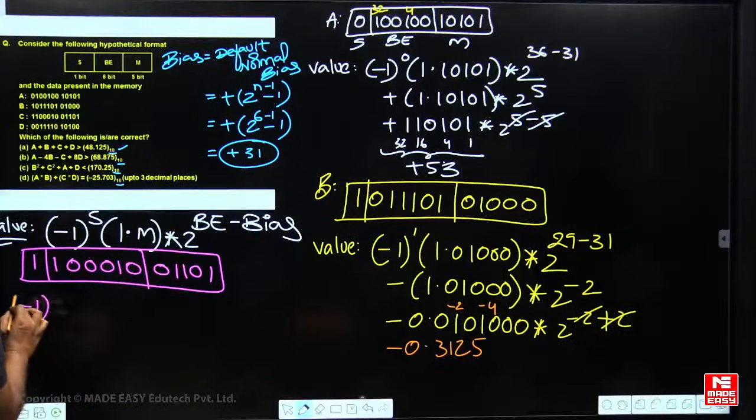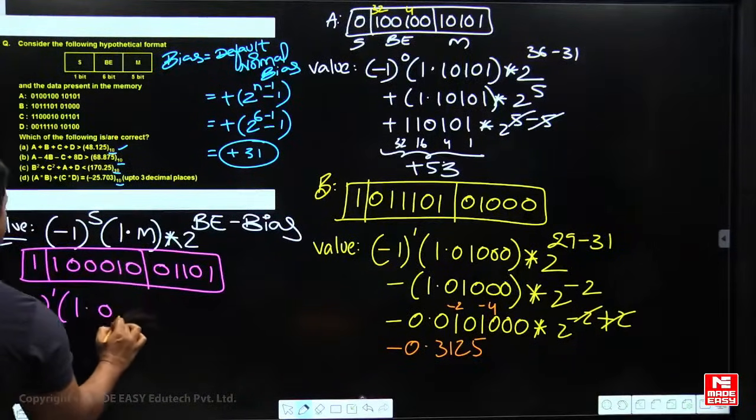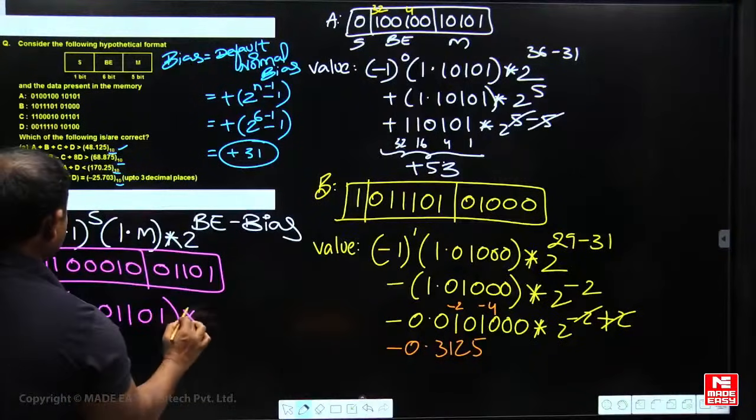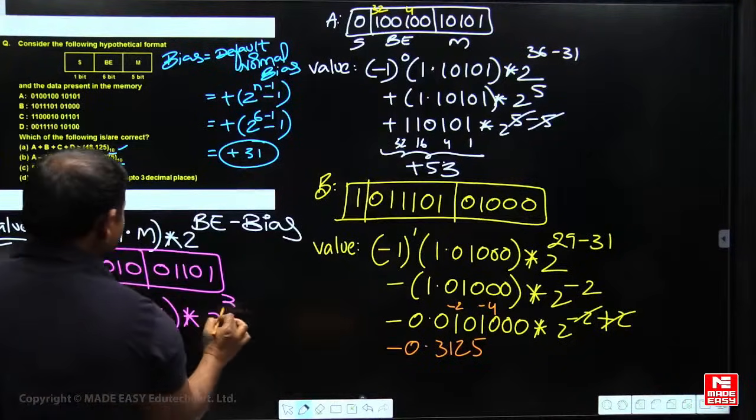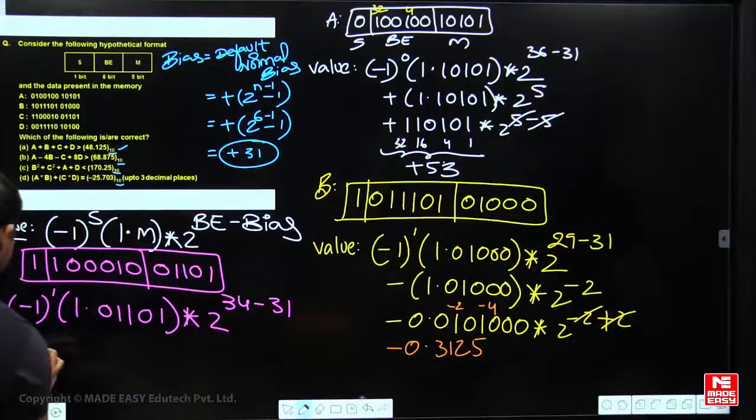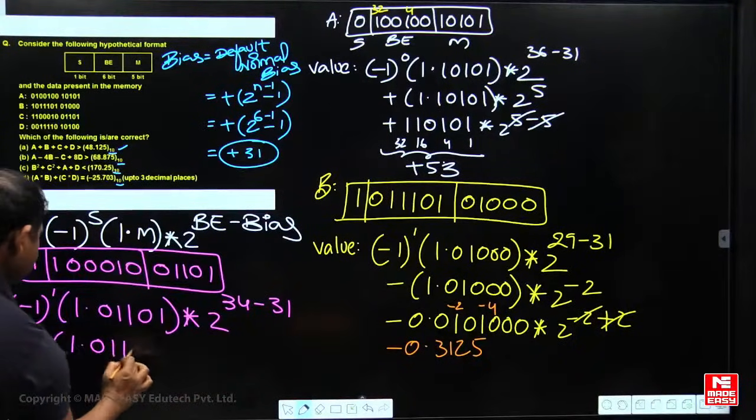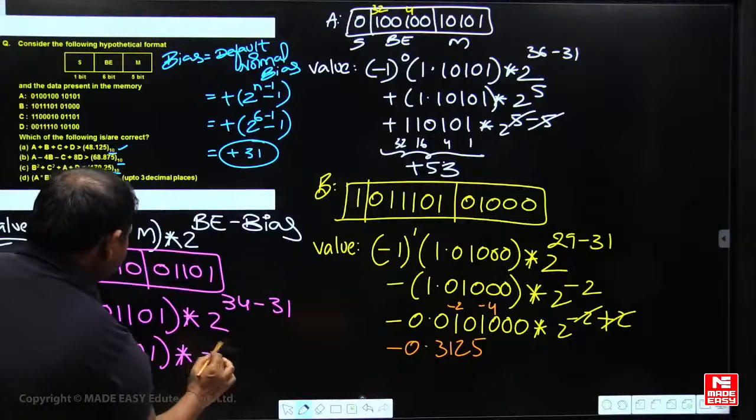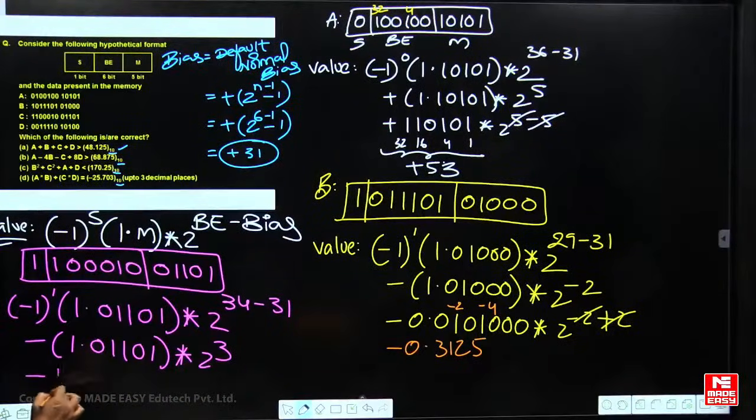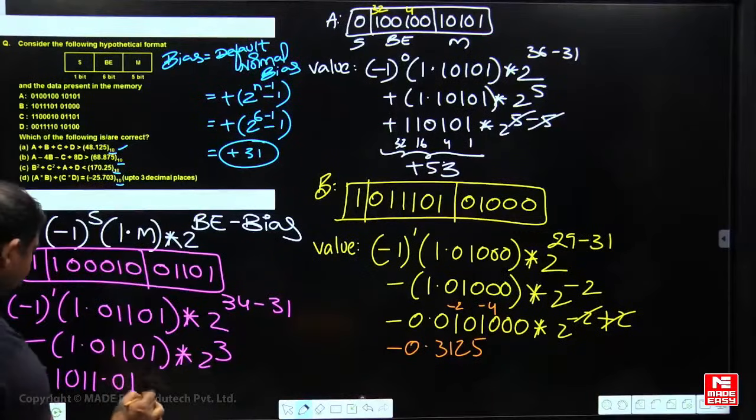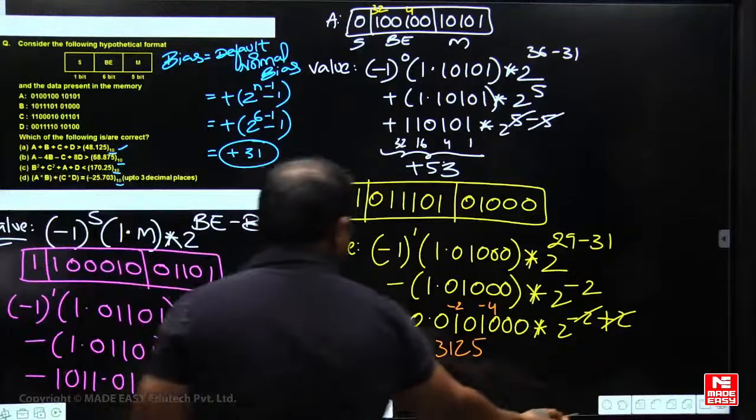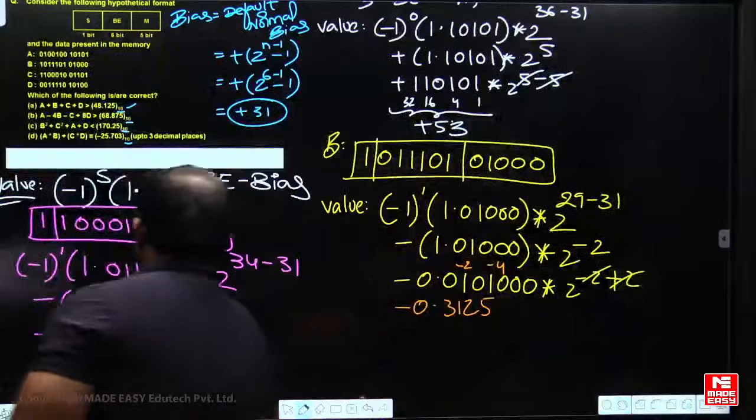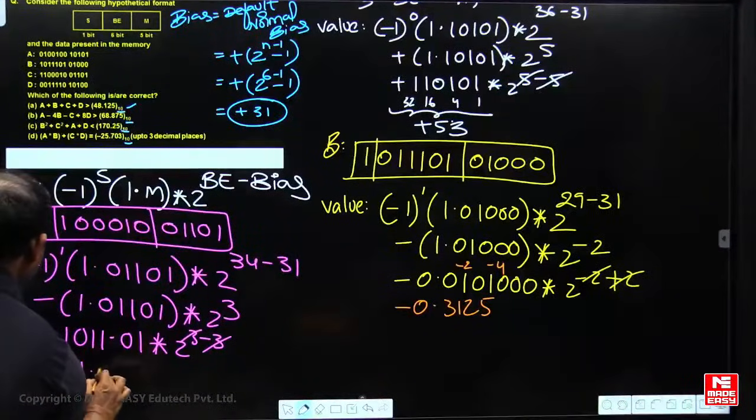Value is minus 1 to the power of 1, 1.01101 into 2 to the power of... what is this? 34 minus 30, so minus 1.01101 into 2 power 3. Now minus 1011.01 into 2 power 3. So now what is its value? Minus, okay, 11.25.